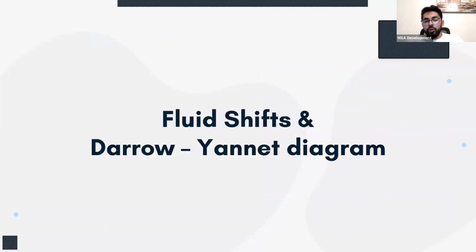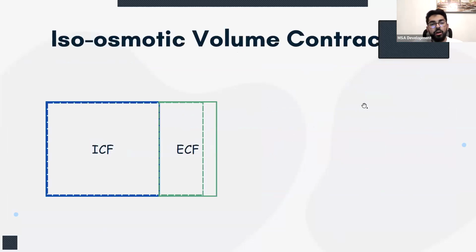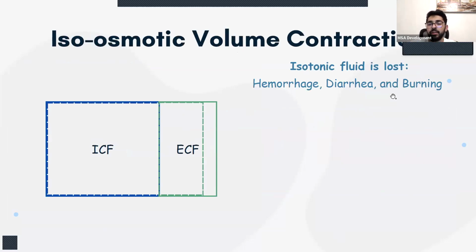Now let's see what are the fluid shifts that we have and what effect they are going to have on that Darrow unit diagram. Starting off with isoosmotic volume contraction, this happens in things like hemorrhage, diarrhea, and burning. In those cases, the fluid that's lost is isotonic. It's similar to the plasma osmolarity. And as a result of that, you're not going to see any changes. Again, as I said, isoosmotic changes. So there's not going to be any change vertically because the vertical or y-axis shows the change in osmolarity. So isoosmotic, no change in osmolarity.